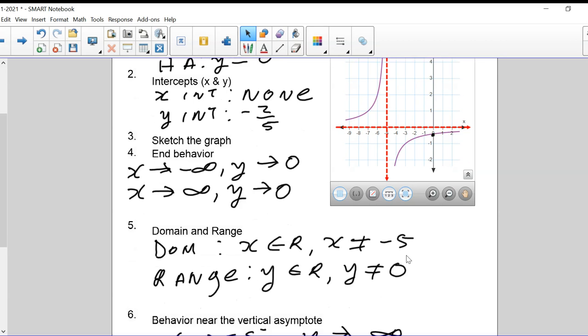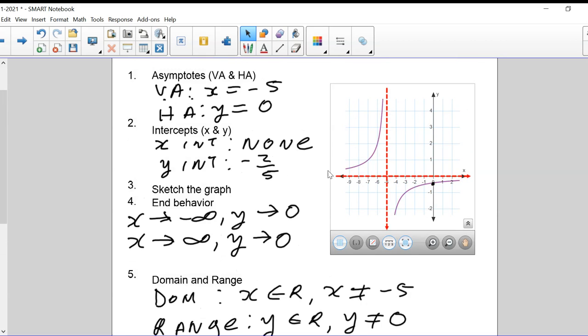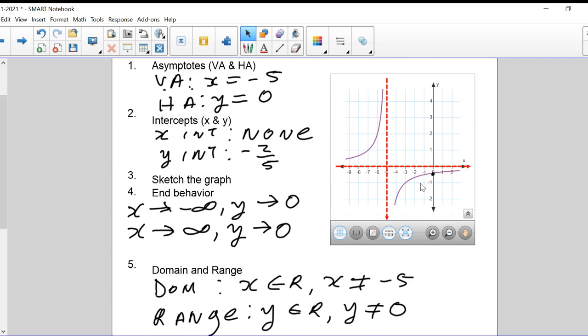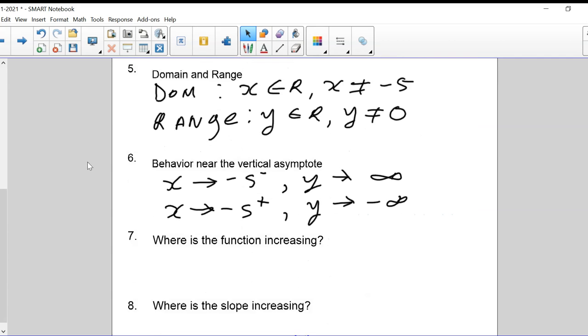Actually, Jeremiah is right on this one, right? Because you go from left to right, the function is going up. That's what increasing means. We're not talking about the slope yet. We'll get to the slope in a bit. But the function is going up. So that means it's increasing. On this side of the asymptote, it's going up. So it's increasing again. So where is the function increasing?